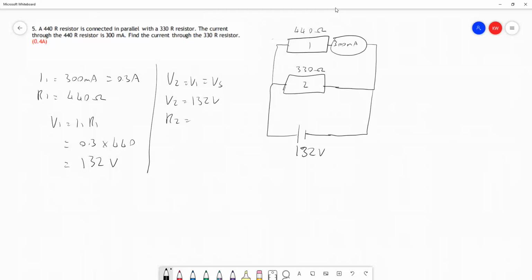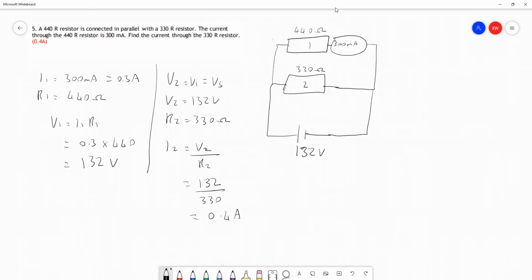R2, we're given in the question, is 330 ohms. So this allows us to find the current in this resistor, the current I2, which we don't know. I2 is equal to V2 over R2, which is 132 divided by 330. And putting that into our calculator, we're hoping it's going to pop out an answer of 0.4, and indeed it does, 0.4 amps.